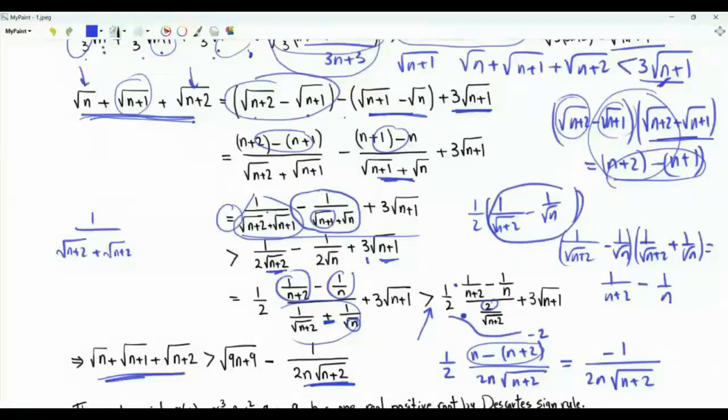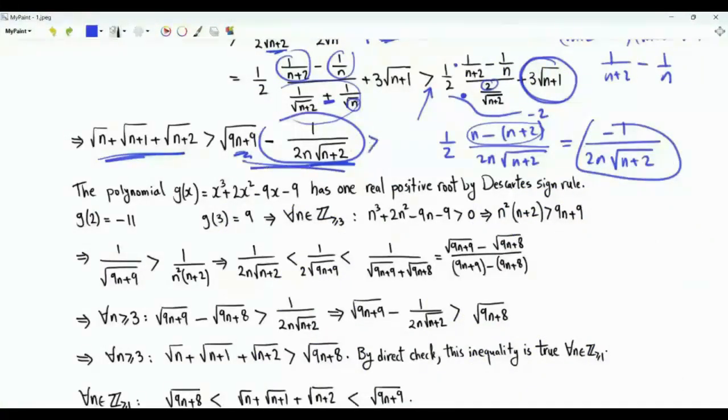The lower bound on the sum of the 3 square roots is 3 times the square root of n plus 1, or square root of 9n plus 9, plus this quantity here. Question: can we make this quantity strictly greater than the square root of 9n plus 8, at least when n is large enough? The answer is yes. We have this inequality if n is 3 or more.